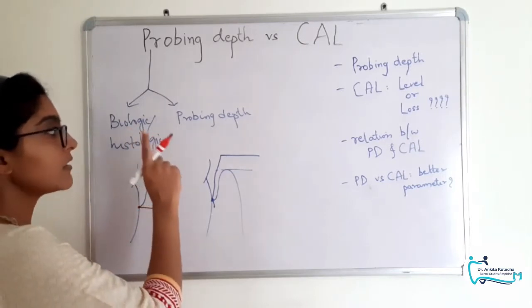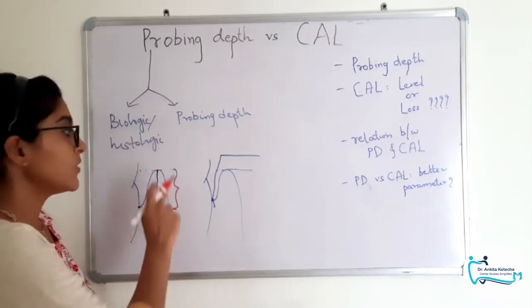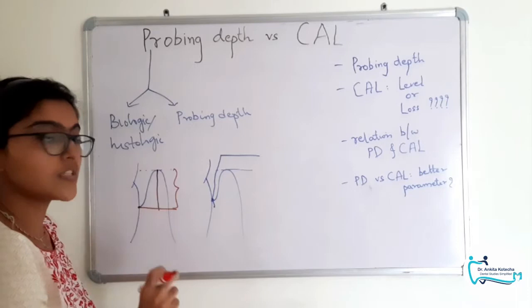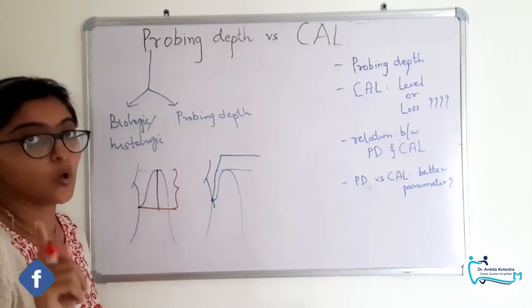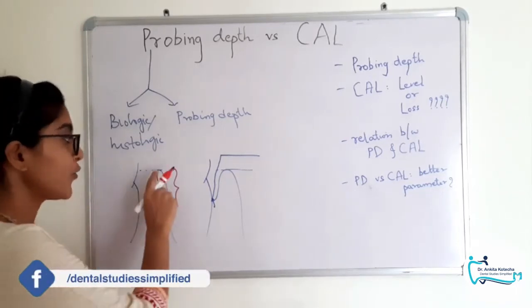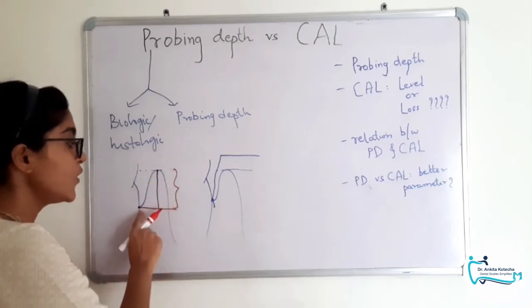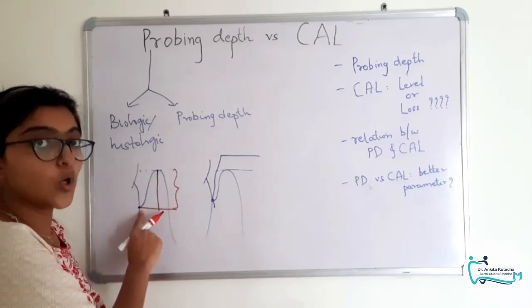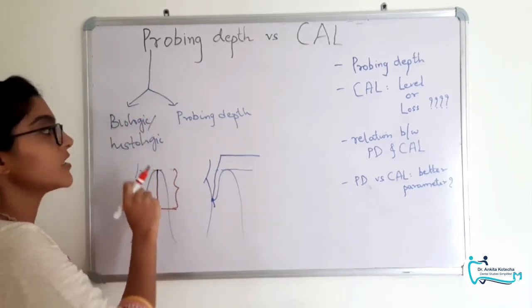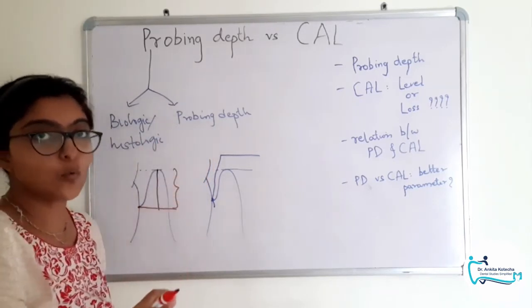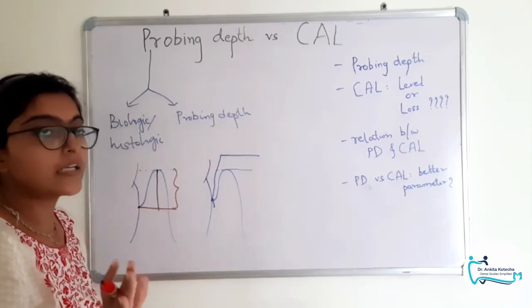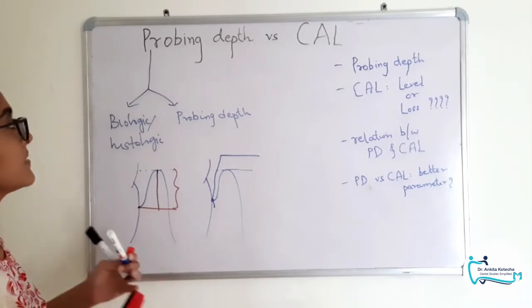Clear? This is the probing depth, the distance between the crest of the gingival margin and the base of the pocket. Ideally, this distance is from the crest of the gingival margin to the base of the sulcus or pocket. Two types, biologic or histologic, and the clinical probing depth which we perform. Clear? Now we will discuss CAL.